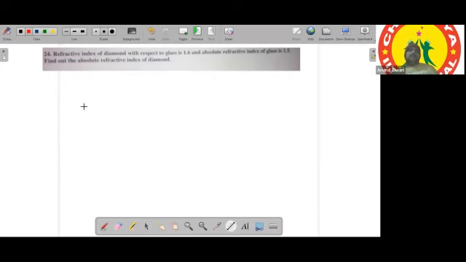So you see, it's given. First, read the question: refractive index of diamond with respect to glass. So you make two media here. The first medium I'm making as glass, and the second medium I'm making as diamond. This I write as glass, and this one diamond.